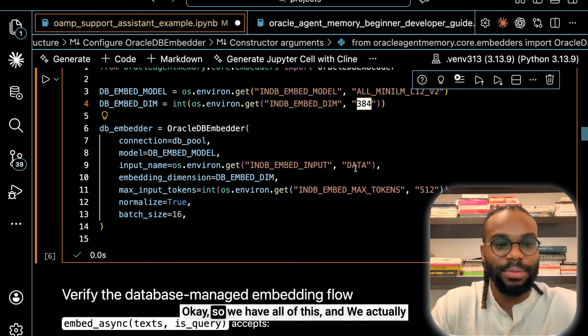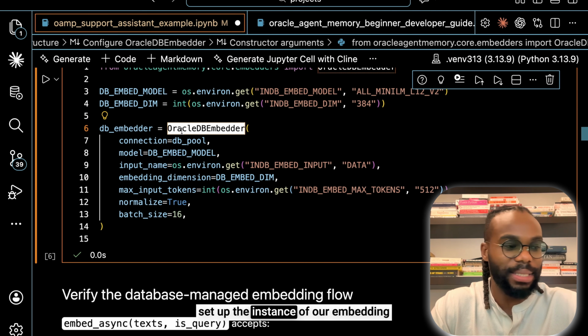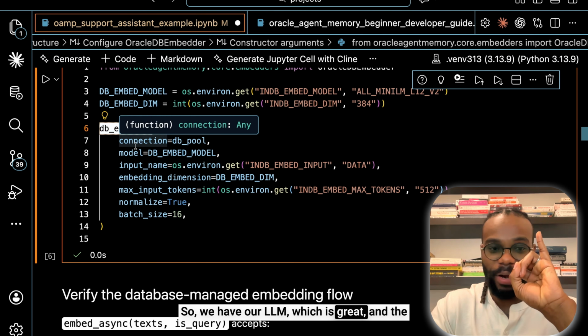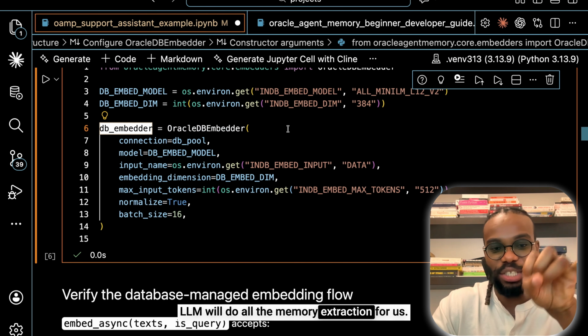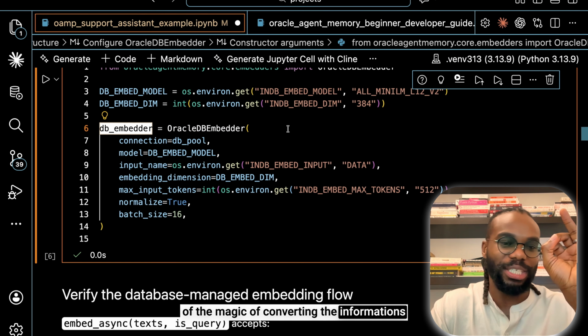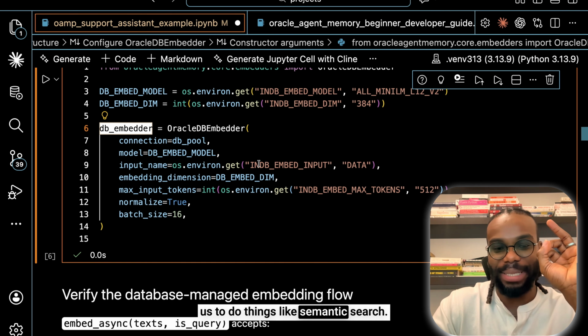Okay, so we have all of this, and we've set up the instance of our embedding model, and we have our embedder. So we have our LLM, which is great, and the LLM will do all the memory extraction for us. And we have our embedder, which will do all of the magic of turning information and data objects into vectors that allow us to do things like semantic search.